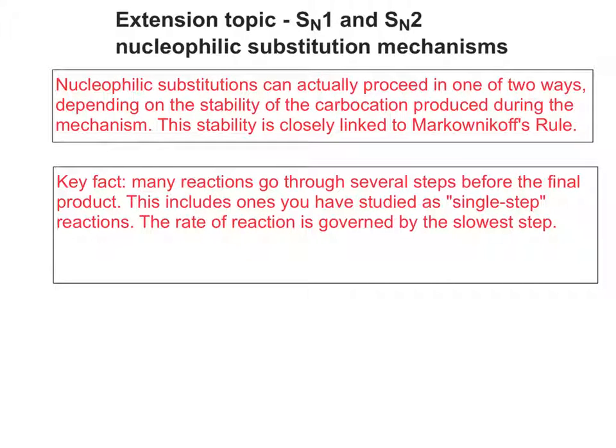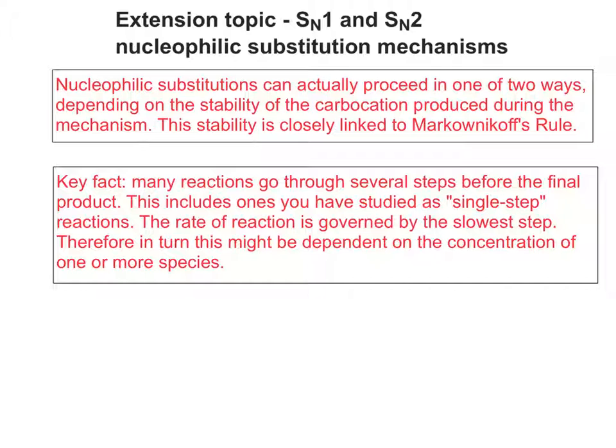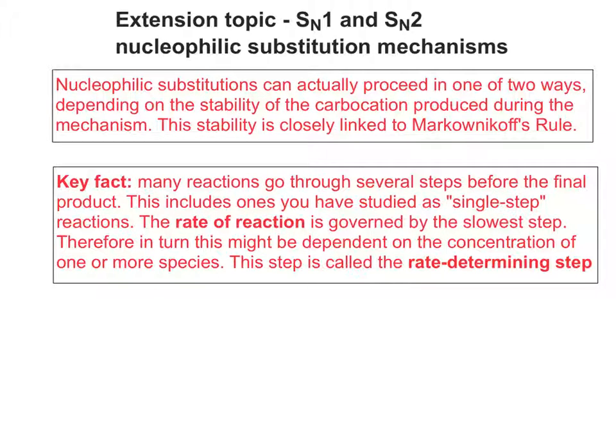Now, a key fact in most, if not all, reactions is they go through several steps, certainly in organic chemistry, before the final product. And this might include ones that you've studied as single-step reactions. So the rate of reaction overall is governed by the slowest step. And as such, this might be dependent on the concentration of one or more species. And this would be called the rate-determining step.